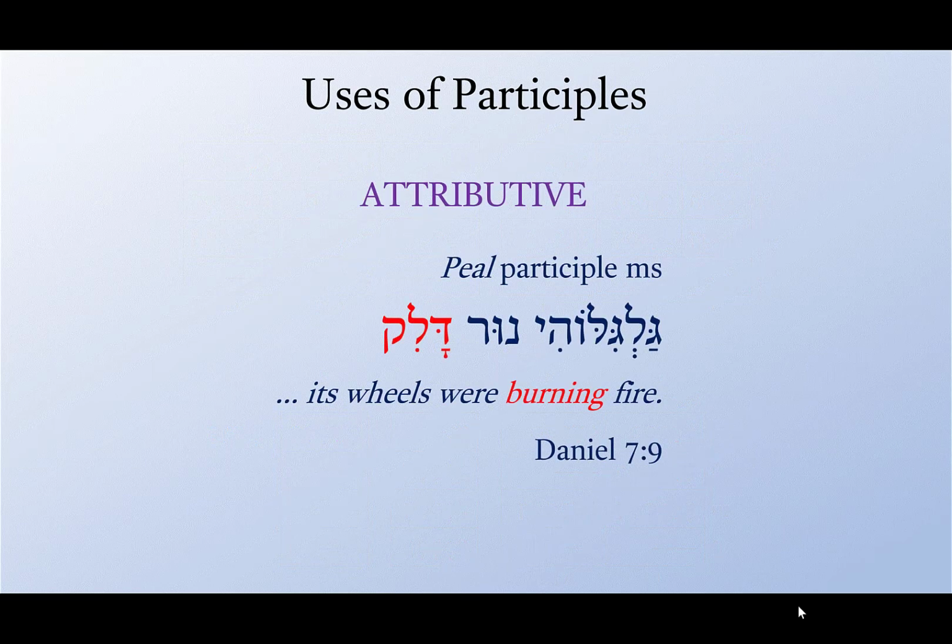Now, what are the uses of participles? Let's remember participles are verbal adjectives, so they have adjective uses. So here's attributive. Its wheels were burning fire. So the first word is its wheels, next, fire, last in red, burning. Okay, so what kind of fire was it? It was a burning fire there in Daniel 7:9. So this is a pretty easy to see example of a pa'al participle masculine singular that's acting as an attributive participle. It's a very adjectival use.